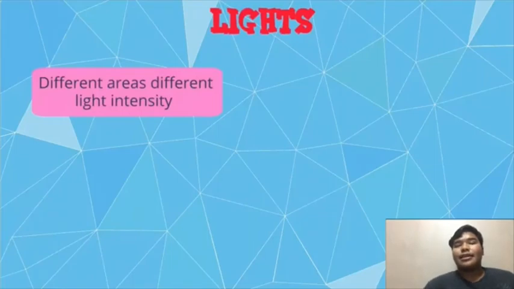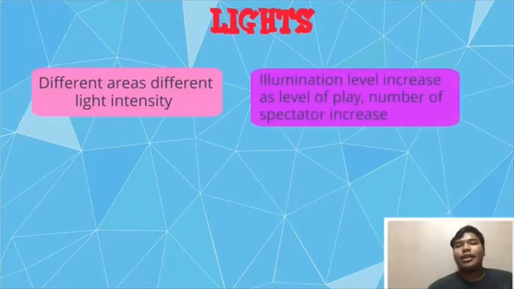Different areas have different light intensity, because sunlight covers some areas. So if the areas are not covered from sunlight, we have to put in a lot more lights compared to areas that are covered by sunlight. Next is that the illumination level increases as the level of play and the number of spectators increase. So the light level needs to increase with the level of the player, so the spectators will increase because they can easily see the players play.